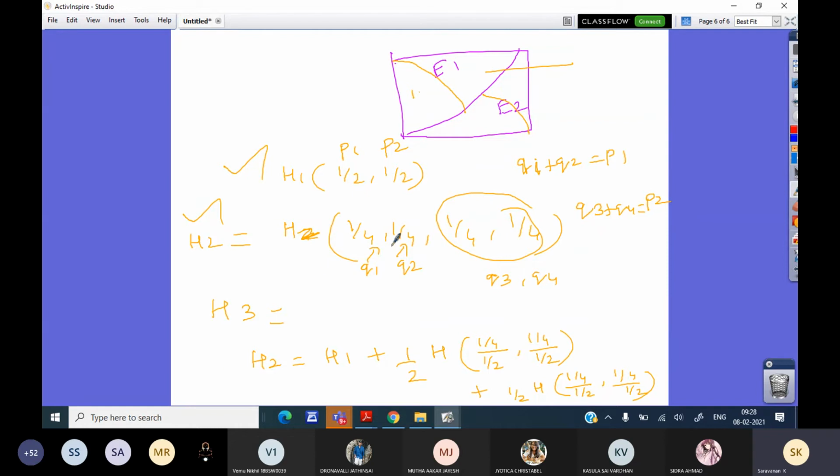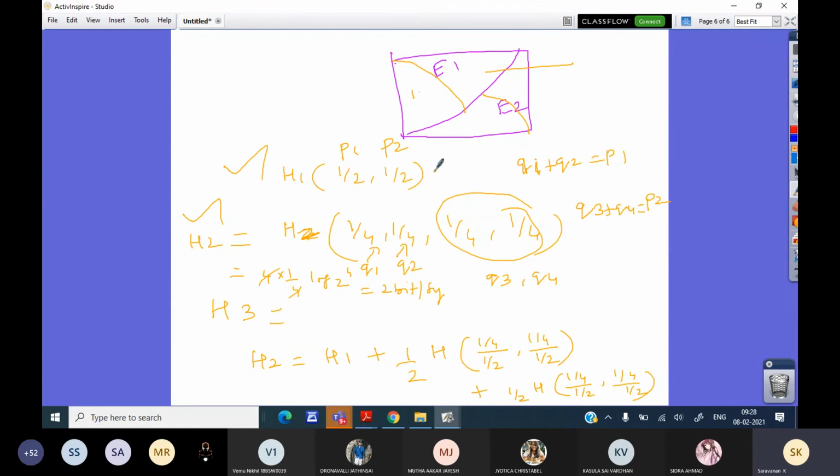What is H2 you are going to get? So 1 by 4, 4 times it is. So 4 into 1 by 4 log 4 base 2. So what is the value you are going to get for this H2? It is 4 into 1 by 4 log 4 base 2. Yeah, 2, correct. So 2 bit per symbol, right?